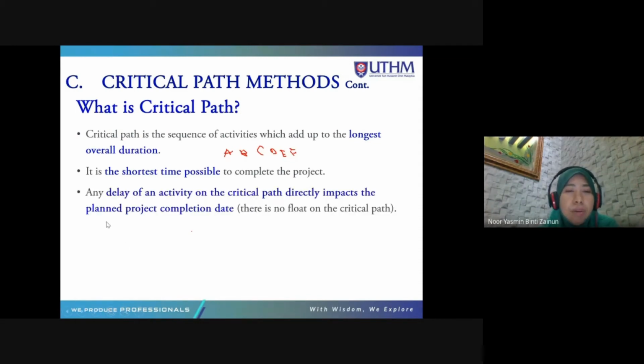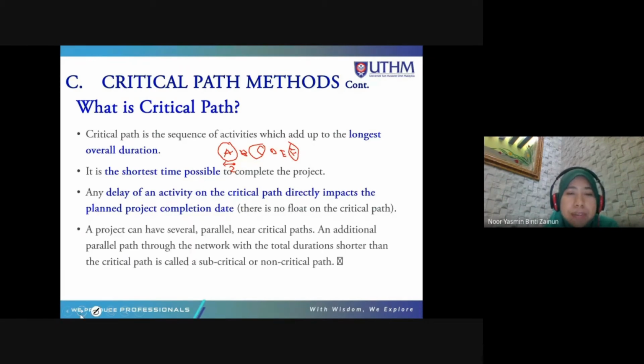Any delay on an activity on the critical path directly impacts the planned project completion date, because activities on the critical path do not have float, or any extra time. You need to finish within the duration. For example, the critical path is among activities A, C, and F. This is just an example. If you need to finish activity A within 2 weeks, then you need to finish it within 2 weeks, because if you delay it even 1 day, your project will be delayed by 1 day.